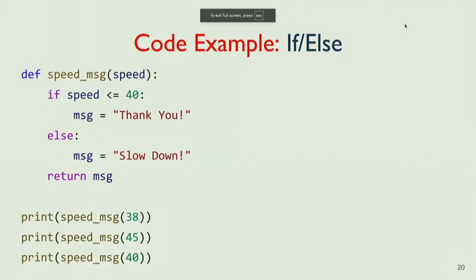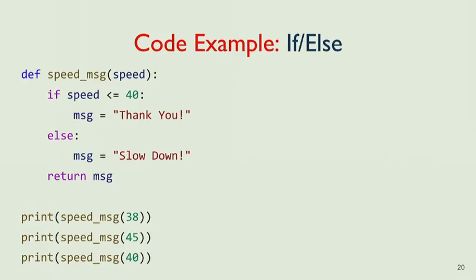So, let's look at this. What's going to happen here? We have a code example with if and else. We have created a function called speed message, right? And we're going to check in with the speed. Speed here is going to be an integer, right? If the speed is less than or equal to 40, it'll store thank you into message. Otherwise, else, it'll store slow down into message. Then we're going to return the message. What's going to happen when we run this?